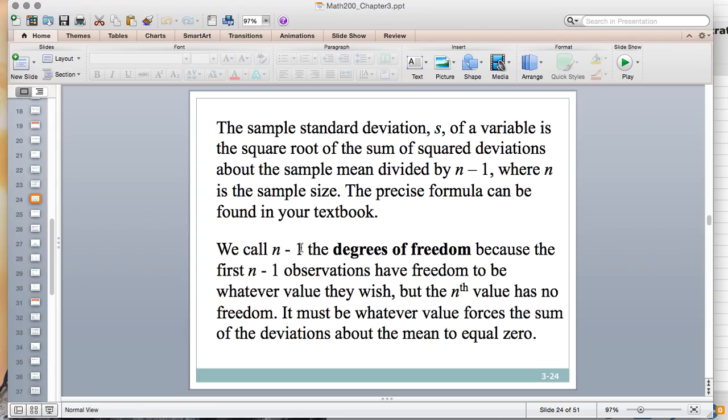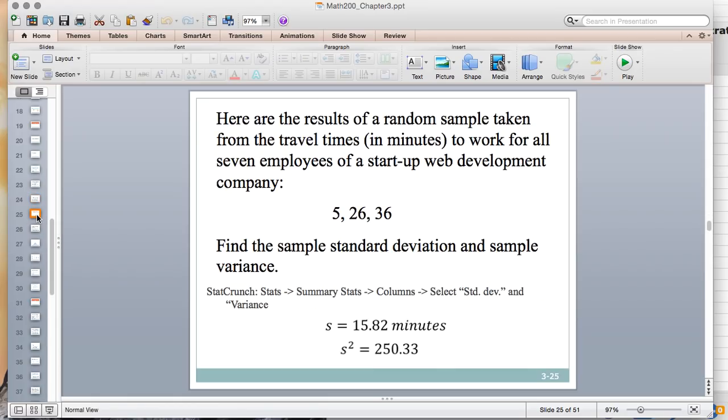They have no freedom. So the degrees of freedom is n minus 1, because up until that nth person, everyone has freedom to choose. But that last person is forced into whatever piece of candy is left, and in the statistics case, it forces the sum of the squared deviations around the mean to be equal to 0. And we'll talk about what that means a little bit more later in the course.